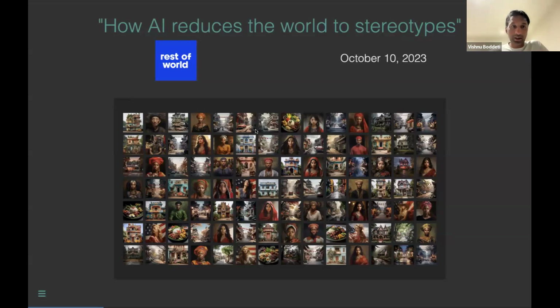Also, I don't know if you can see, there are some streets labeled. These are actually generations of streets in New Delhi.